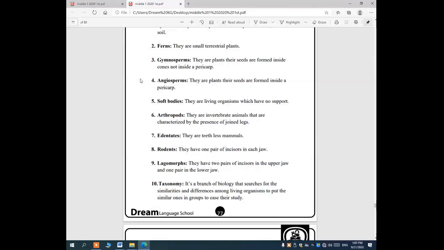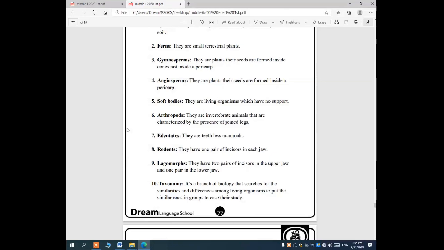We have animals that have soft bodies. Soft bodies mean that they have no support, no vertebral column, no backbone. We have something called arthropods. Arthropods are invertebrate animals that don't have a vertebral column, characterized by the presence of jointed legs. The arthropods are animals that have jointed legs. We have edentates. Edentates are teethless mammals, animals that don't have teeth.